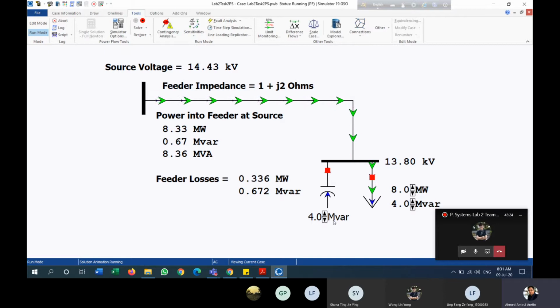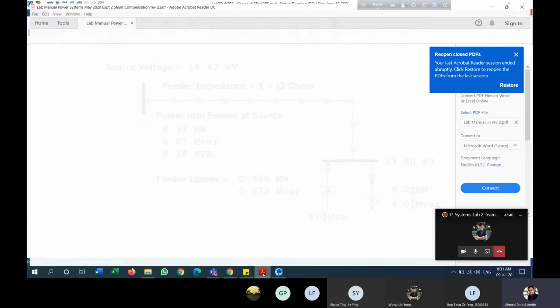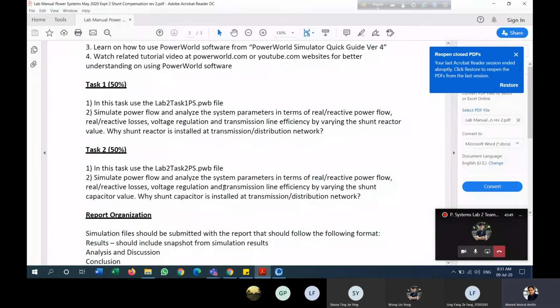Now this MVA and the load MVA requirement are the same. So you can say that the MVA losses will be the minimum, and for that reason you can find the voltage regulation also. For 0 to 4 MVA you can find the voltage regulation, which is very similar to the transmission line efficiency.